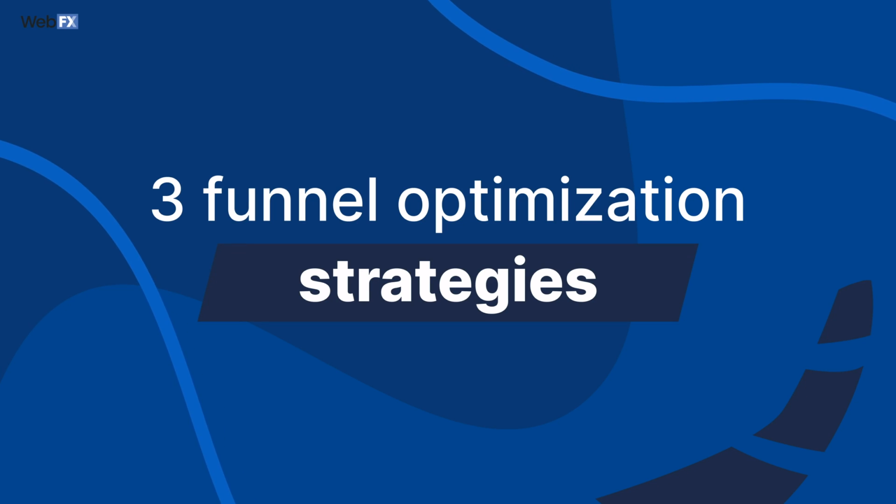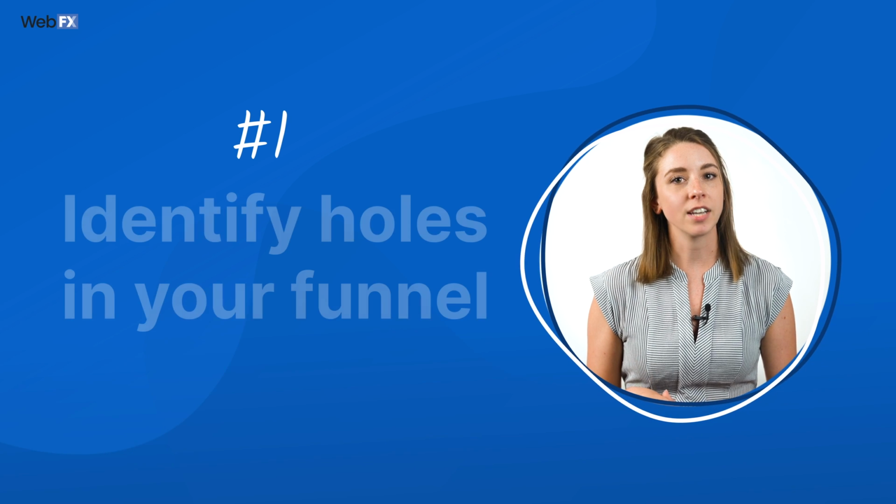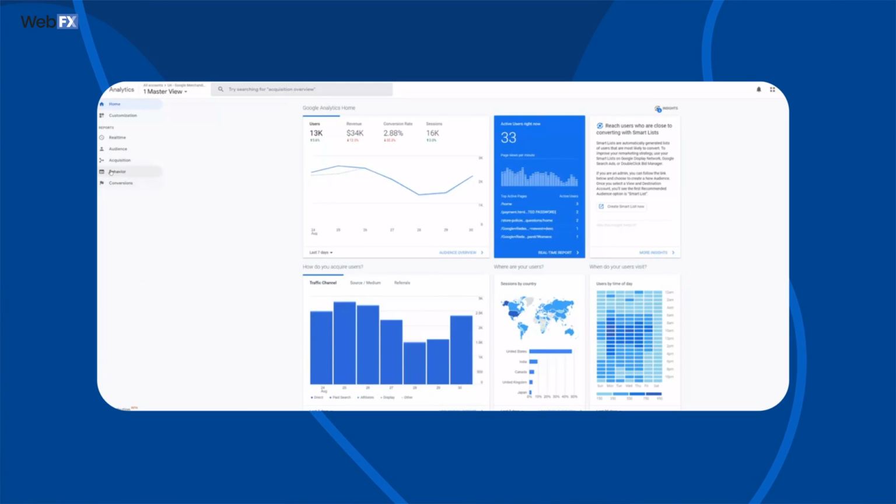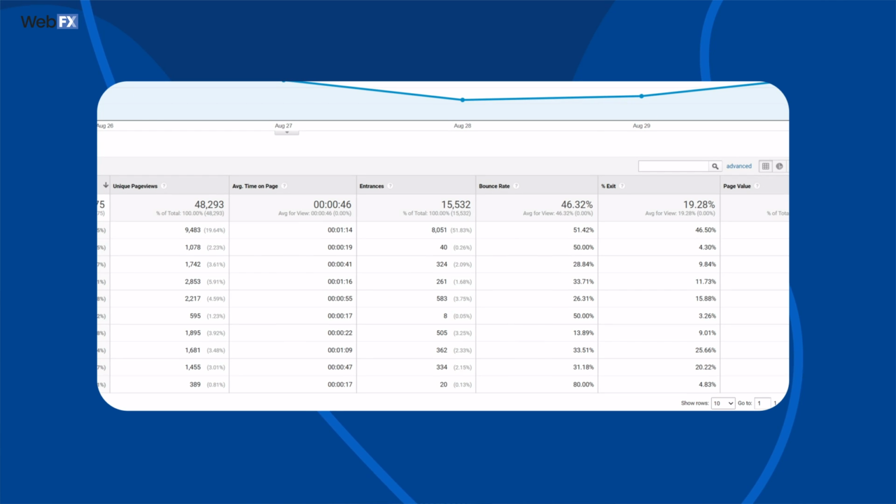3 sales funnel optimization strategies. 1. Identify holes in your funnel. Figuring out where people are dropping off in their customer journeys is not the easiest thing to do. Look into whatever analytics tools you use to not only look at your top performing pages, but also your worst performing pages too. If you're using a tool like Google Analytics, you can track specific events and conversions on your website. You can look at metrics like bounce rate and exit rate to see what pages are keeping users from moving to that next step. This information is super important for understanding where people are stopping throughout your funnel.